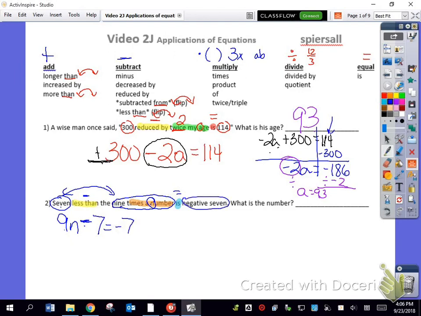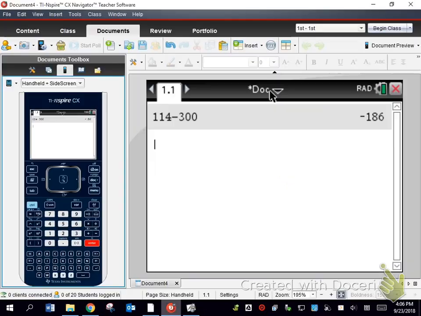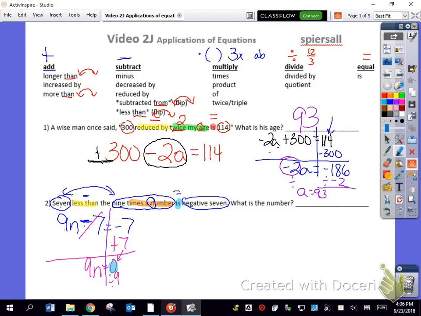Okay, so now we're going to solve it. Draw your line. The opposite of subtracting 7 is to add 7. So 9n equals 0, and you have to divide by 9. Now make sure you enter from the top down. So you have to enter the 0 first. So make sure you do 0 divided by 9, and you get 0. So the answer is 0. So n equals 0. I'll put that right there in the blank.